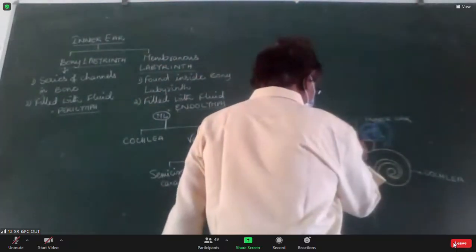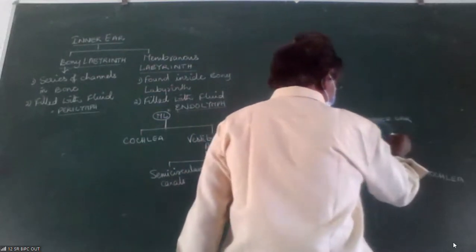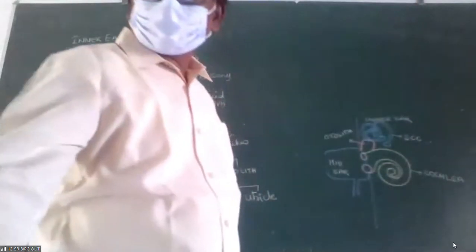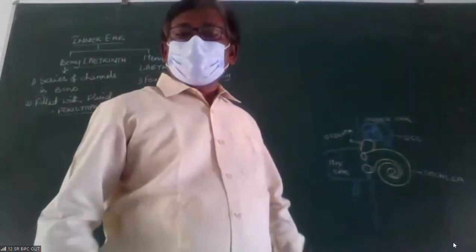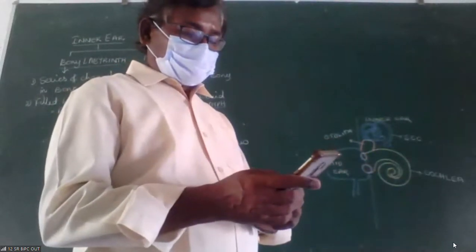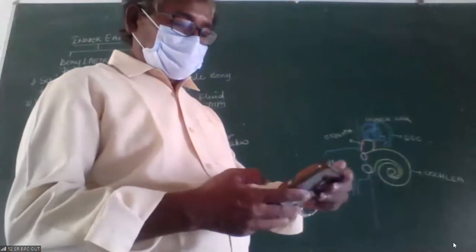So this is called otolith. And these are called semicircular canals. That's called semicircular canals. So I'll explain slowly. This is the most complicated part I told you. So I'll explain and you try to understand carefully here.